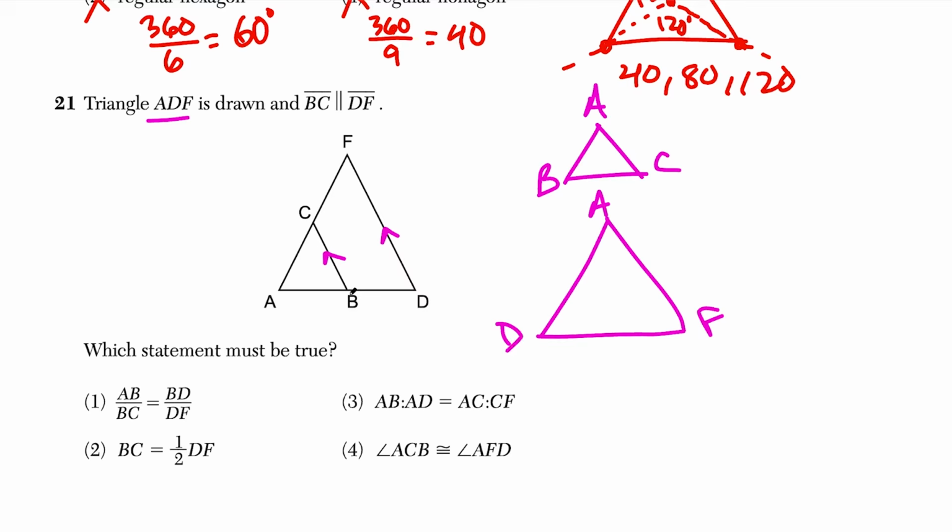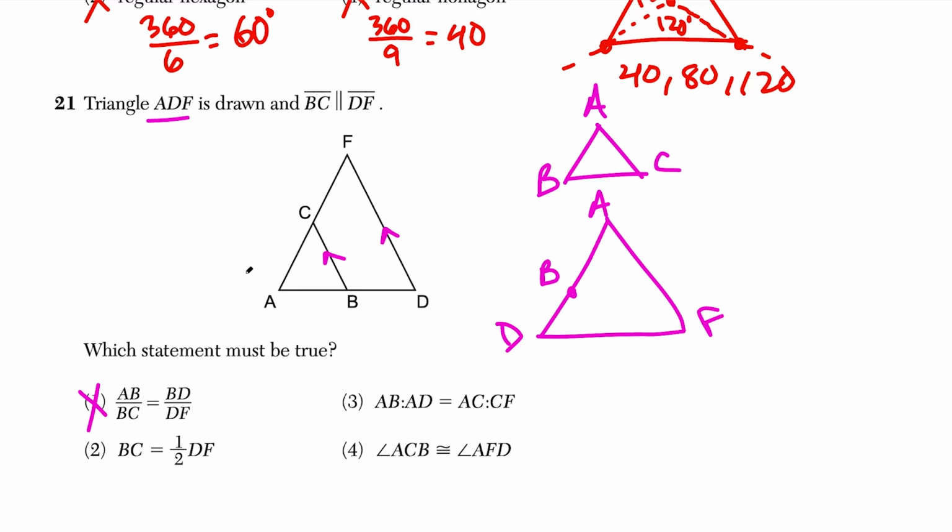So we have AB over BC. AB over BC is the left to the bottom. Is that always equal to, now we have BD to DF. So notice that BD is part of the way down like this. So BD to DF is no good because AB over BC is like the entire left side over the entire bottom side, but BD is only part of the left side over the entire bottom side. So that's why this one is not a must be true. So this one is out.